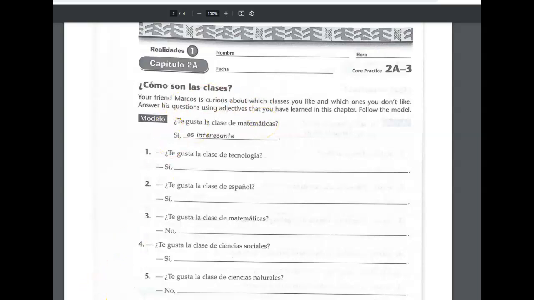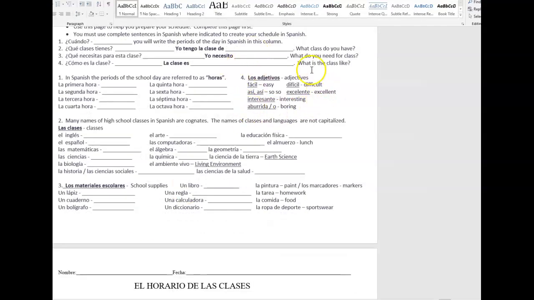Sí. And then you're going to use this category of adjectives here. And if you do like math, well then choose an adjective that's positive. Sí, es fácil. Sí, es excelente. Sí, es interesante. Or sí, es así así. Es así así meaning not bad but not good. Kind of in the middle.